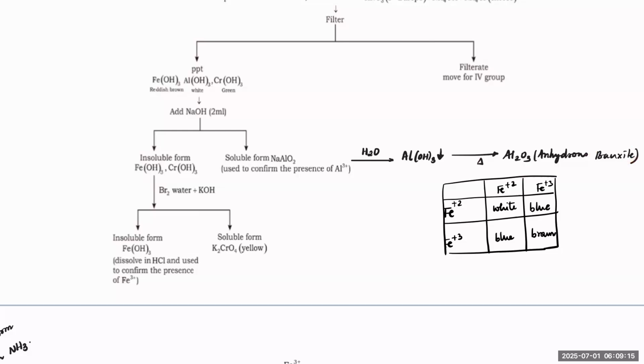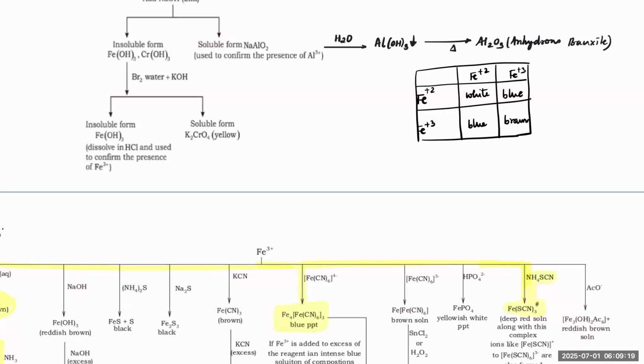Clear? One short understanding you should have is, if you combine an Fe+2 salt with an Fe+2 salt and you're getting a precipitate or a complex, it will be white in color. If I combine Fe+2 and Fe+3, it will always be blue in color. And if you combine Fe+3 and Fe+3, it will always be brown in color. Got it? So just keep this in mind. What are the colors for various metal ions?